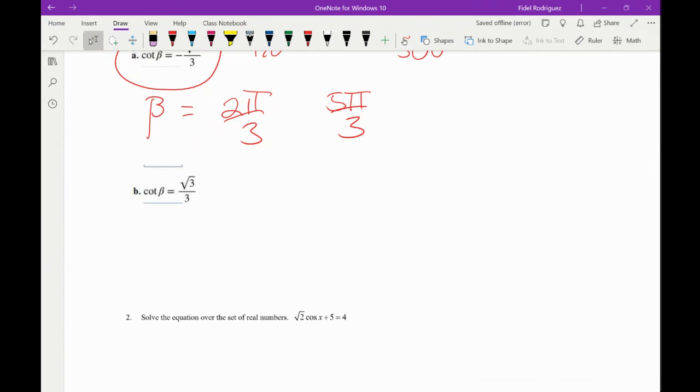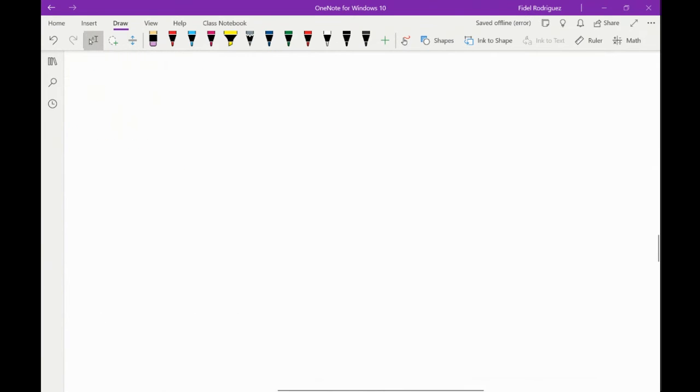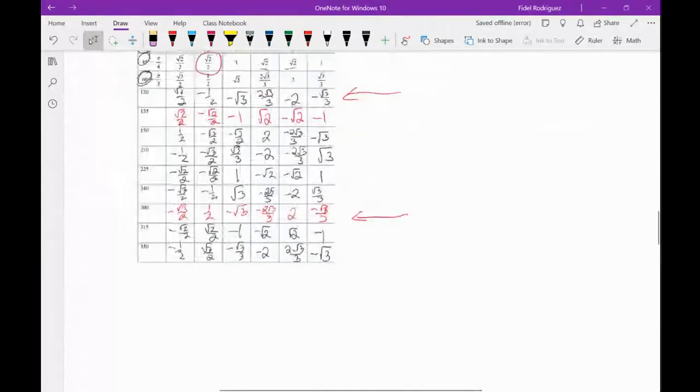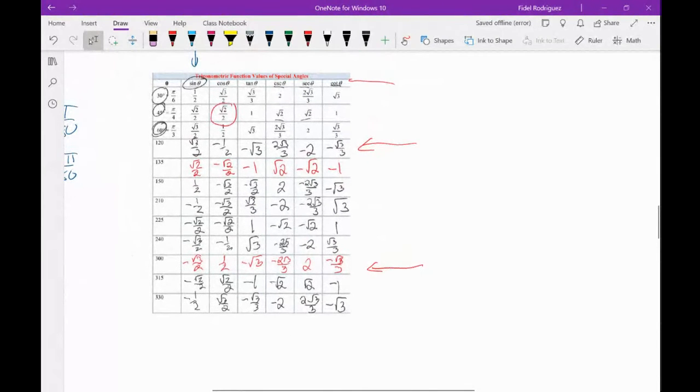So let's take a look at the next one. We're going to go about it the same exact way. We're still dealing with cotangent, but now we want it to be equal to the positive square root of 3 over 3, right? So remember, I'm going to scroll back over here so I can find that chart. Here we go. Cotangent, but now I'm dealing with the positive square root of 3 over 3. So one of them is 60 degrees. What's the other one?